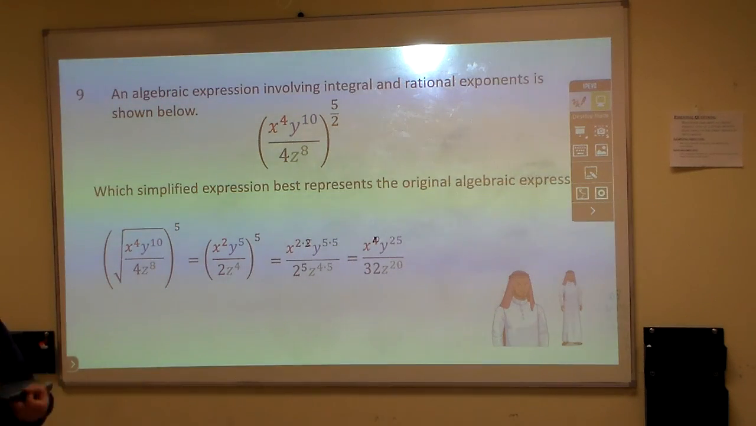Like I said, it's x to the 10th, y to the 25th. So sorry about that. But it just goes to show you everybody makes mistakes. It's very, very easy to do. So that would be our simplified algebraic expression.